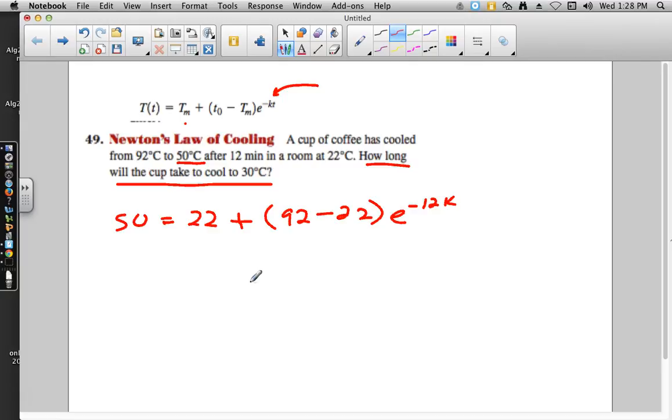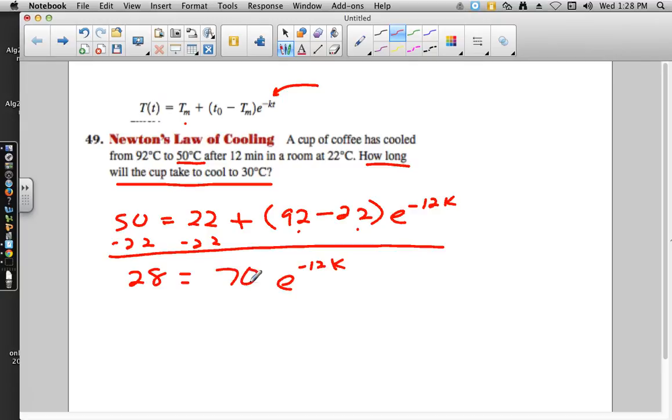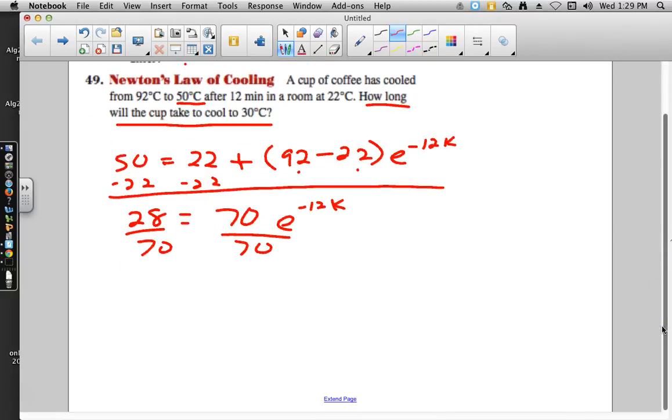So I guess I'd go ahead and subtract 22 from both sides first. Get that done. And over here, 92 minus 22, we could certainly do that in the same step without losing too much there. And then we divide both sides by 70, just trying to work to get that base of e by itself, isolate that. And this would work us down to 2/5, because 7 actually is not the biggest number that we can put in this. You look at 28 and you look at 70 and you think 7 right away, but we can go bigger than that. We can go 14. And so now we have 2/5 equals e to the negative 12K.